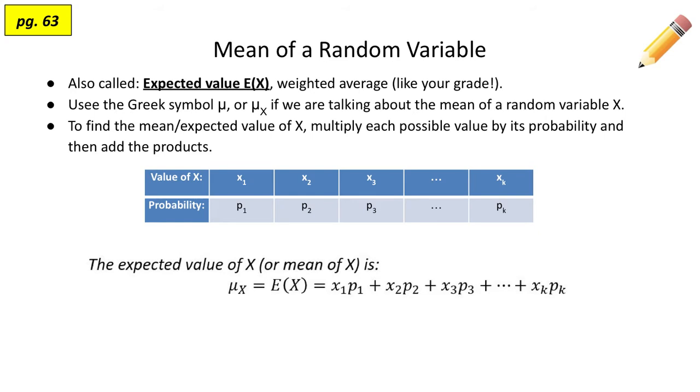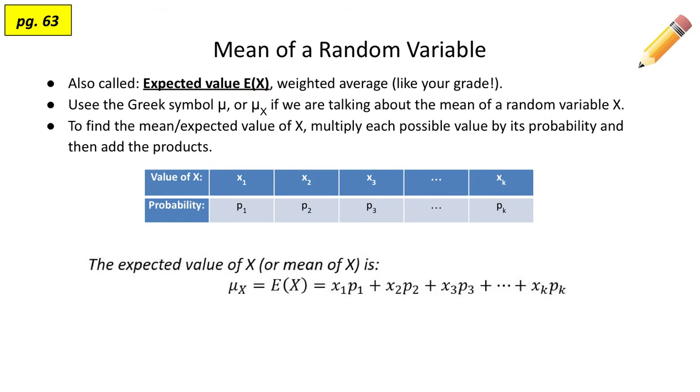All right, so let's talk about the mean of a random variable. The mean is also called the expected value, which is like a weighted average, just like your grade. We use the Greek symbol mu, or mu of x, if we're talking about the mean of a random variable x. Generally, I'll just write E(X), the expected value of X.